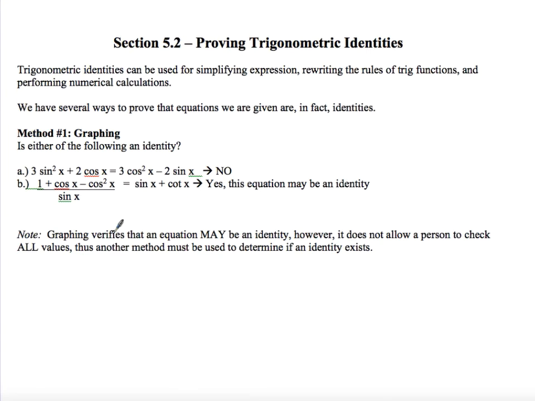In letter B, if we graph the left-hand side and the right-hand side, we're going to look at the graph and see that they look exactly the same as one another, as do the tables, but the problem would be that we can't, of course, check every single value on the graph and every single value on the table. We're only looking at what we see on our little screen there. So graphing tells us that it may be an identity, but it doesn't let us check all values. So we need another method to determine that.